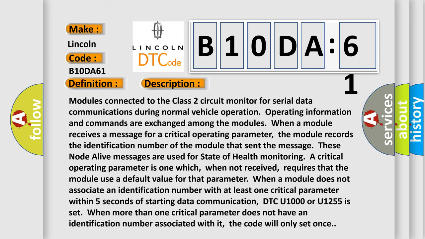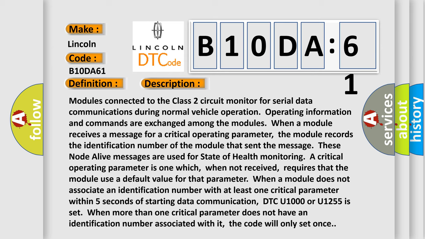Modules connected to the class 2 circuit monitor for serial data communications during normal vehicle operation. Operating information and commands are exchanged among the modules. When a module receives a message for a critical operating parameter, the module records the identification number of the module that sent the message. These node alive messages are used for state of health monitoring.